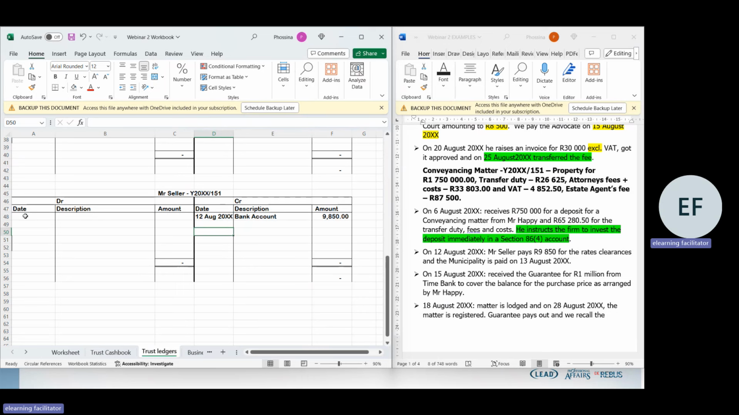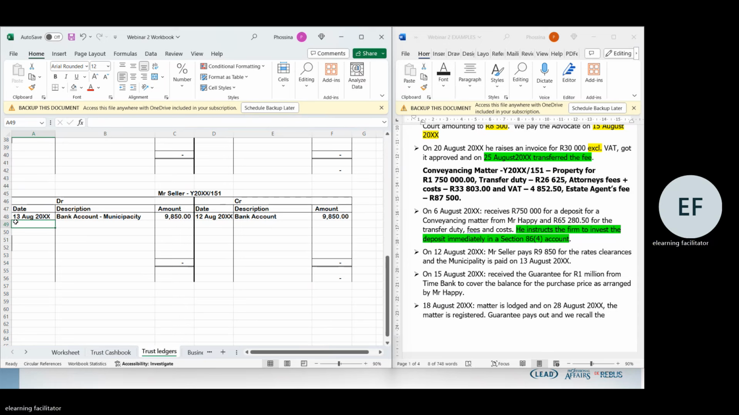The second one, we come to Mr. Seller's ledger account. We record the payment and who is being paid. So we indicate municipality so that it is easier to account when we want to account for the transaction. If we indicate that we paid the municipality, then it will be easier than just to write bank account and leave it.